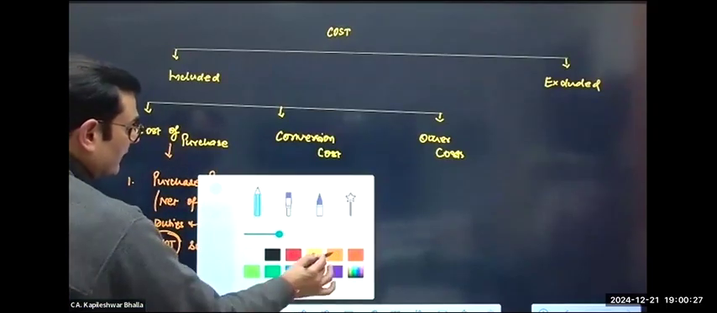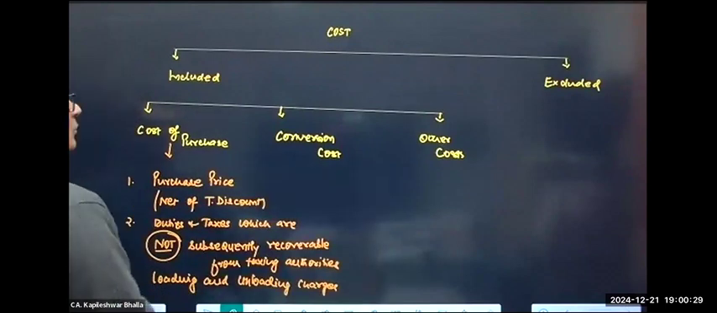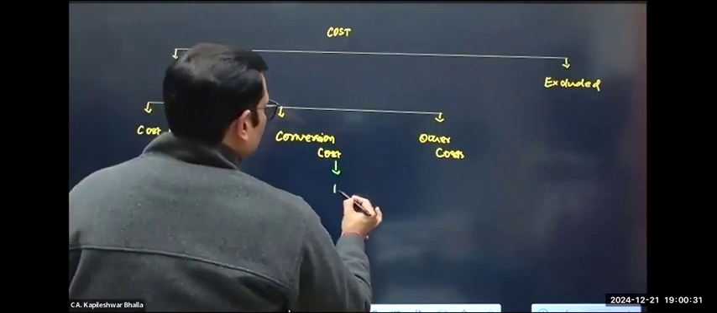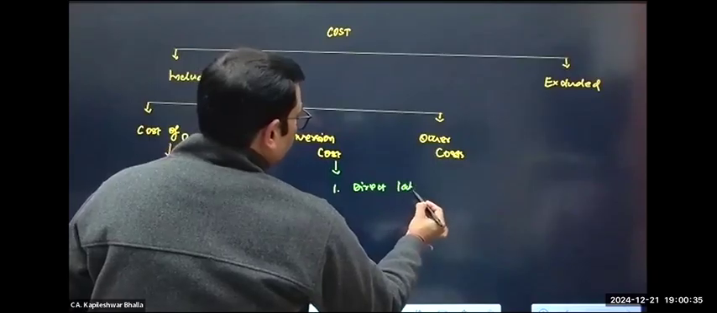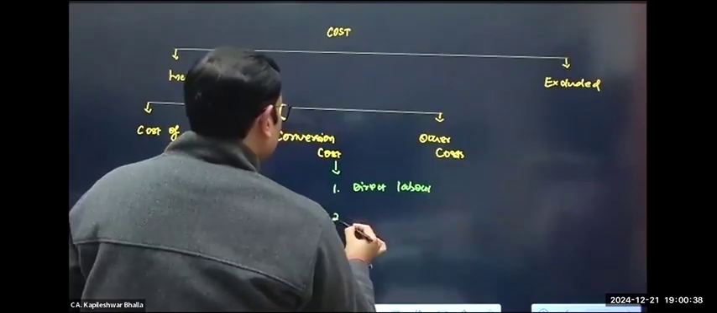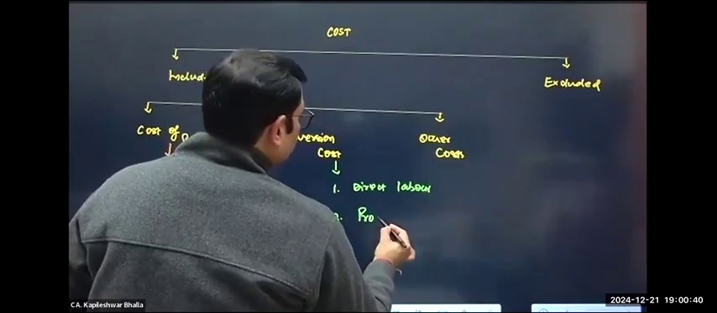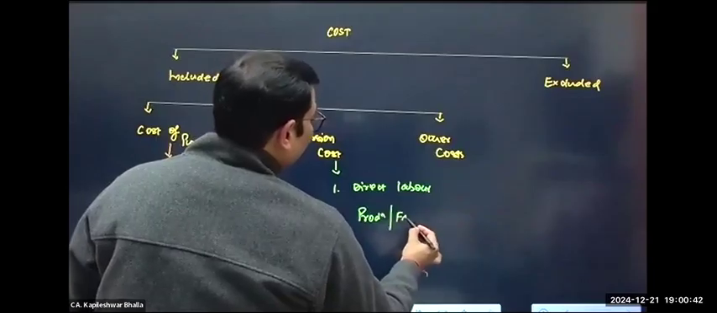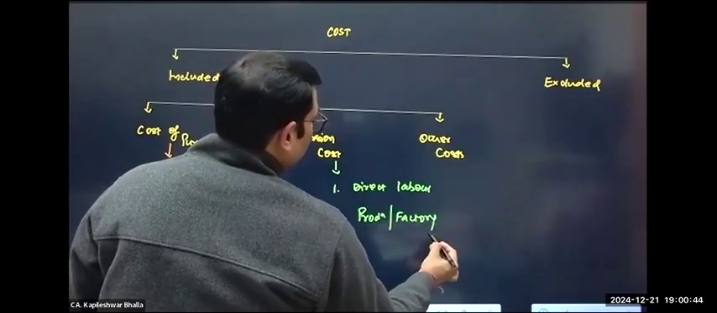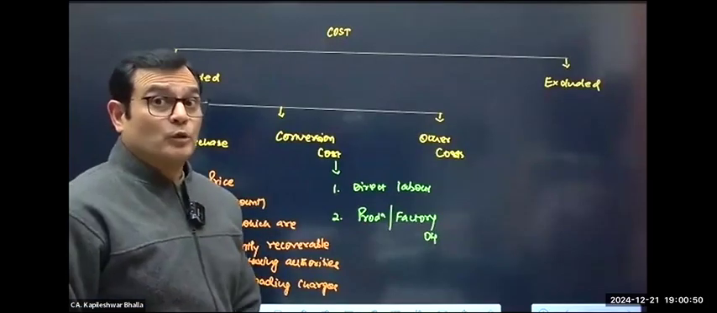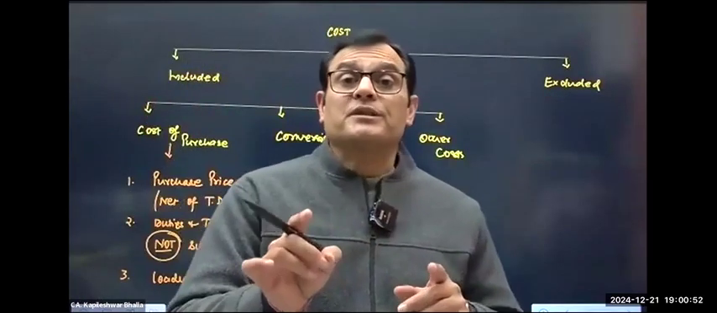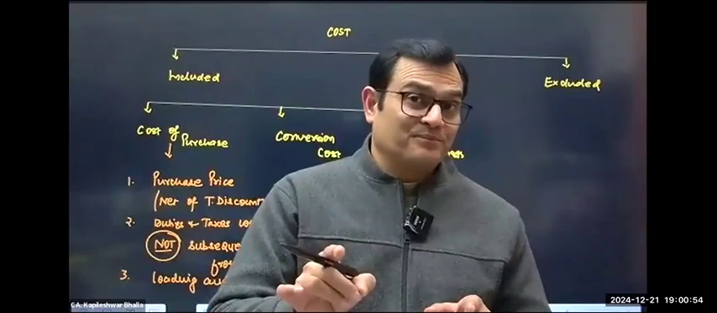Then comes the other category of cost, and that is called conversion cost. Conversion cost will basically include two costs. One is called direct labor, and the other one is what is called production, or factory overheads. So the second kind of cost is called production or factory overheads. And trust me, depreciation is a part of this.